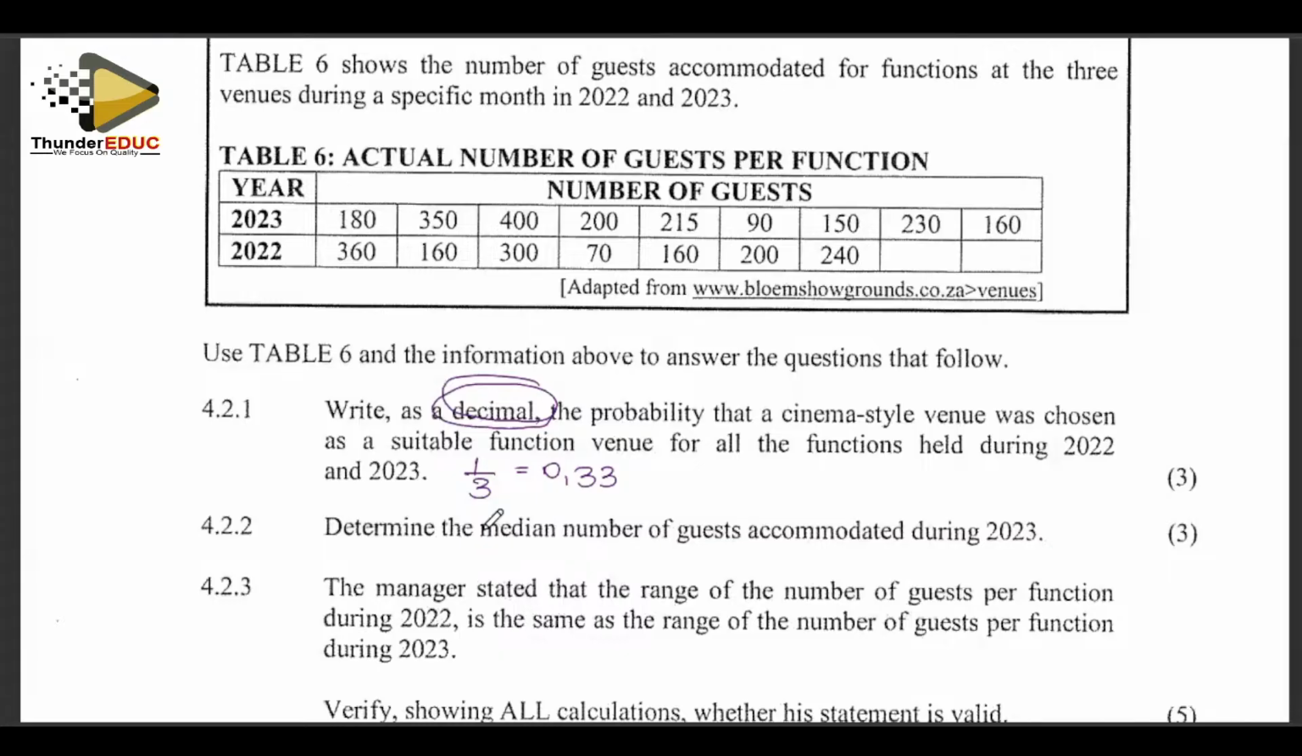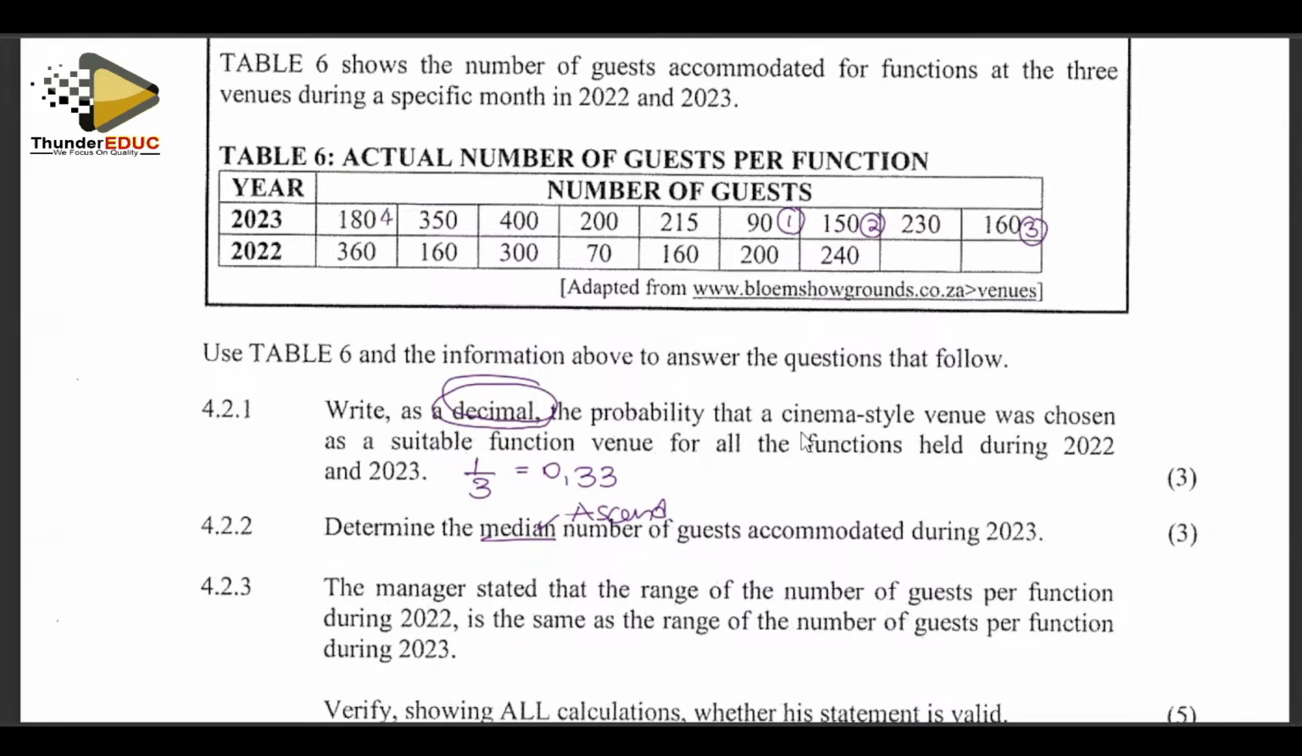Okay. Determine the median of the number of guests accommodated during 2023. Now, these ones, we are looking at them. 2023, first and foremost, median. What comes in your head? Arrange in ascending order. So we have to start with this one, the smallest, followed by this. We have 3. You should do this on your question paper so that when you take it to the answer sheet, you do not have to scratch.